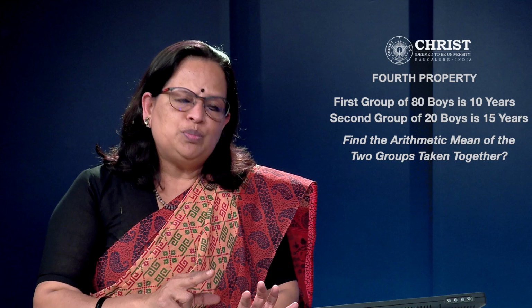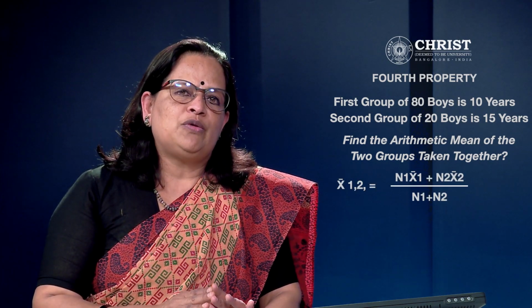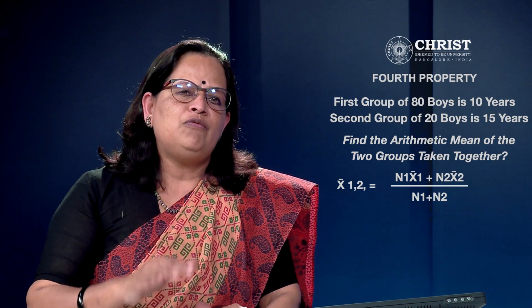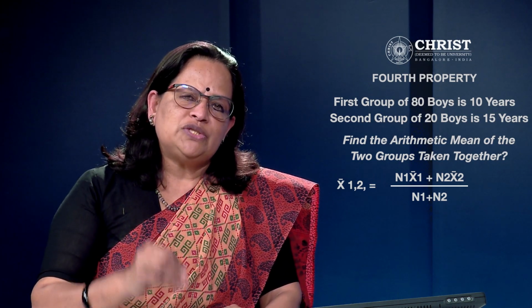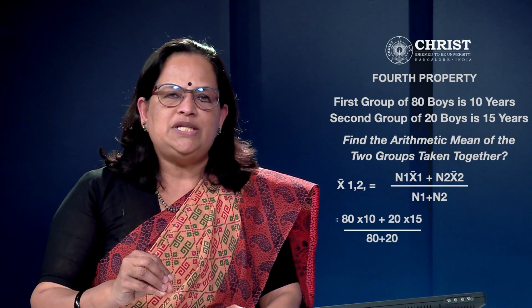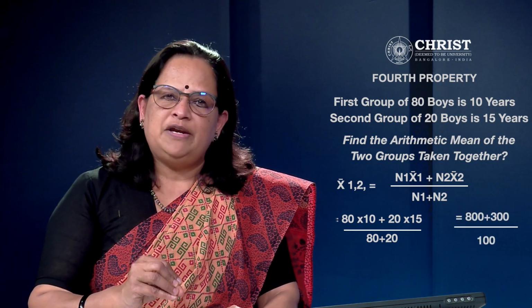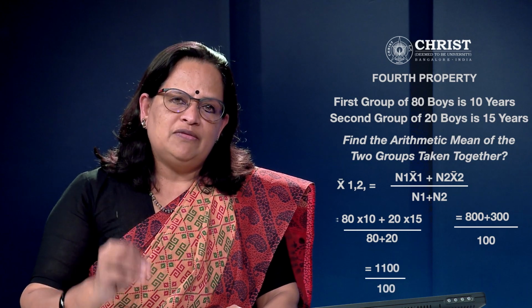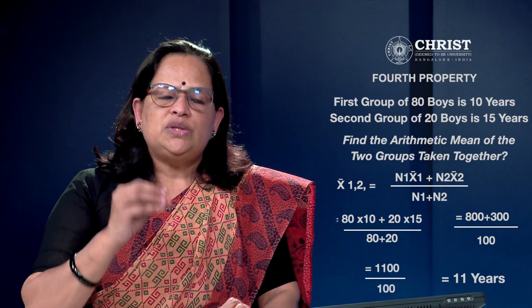I am going to explain one problem. The arithmetic mean age of the first group of 80 boys is 10 years and that of the second group of 20 boys is 15 years. Find the arithmetic mean of the two groups combined together. Here the mean values and the numbers of students are given. So x bar 1,2 is equal to n1 x bar 1 plus n2 x bar 2, divided by n1 plus n2. Substituting the values, we get 80 into 10 plus 20 into 15, divided by 80 plus 20. That is 800 plus 300 divided by 100, which is 1100 divided by 100, equal to 11 years. So this is the fourth property.